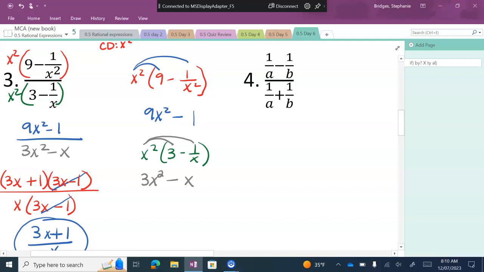I have 1 over a minus 1 over b, and all of that is over 1 over a plus 1 over b at the bottom. So look at your denominators. What are your small denominators? A and B, right? So what do you think our common denominator would be? AB. Just A times B. If your denominators are completely different, they don't have anything in common, then you just multiply the two to get your common denominator.